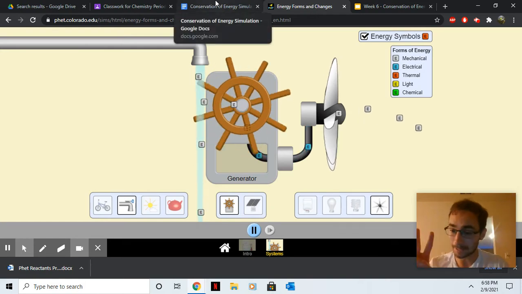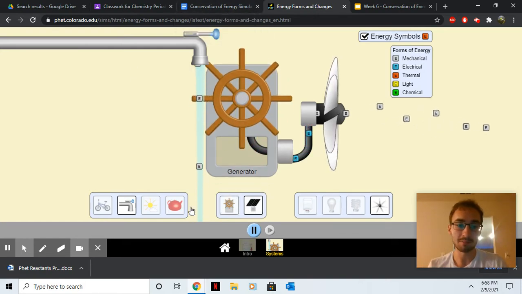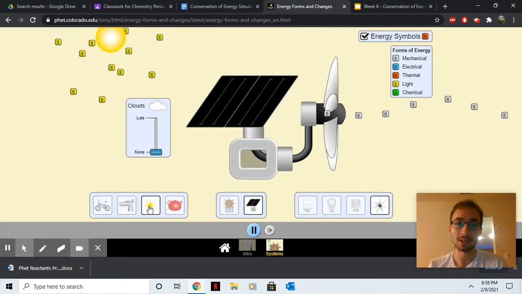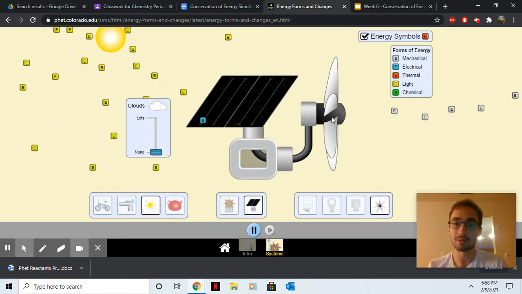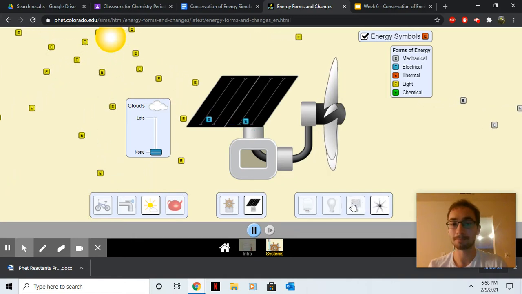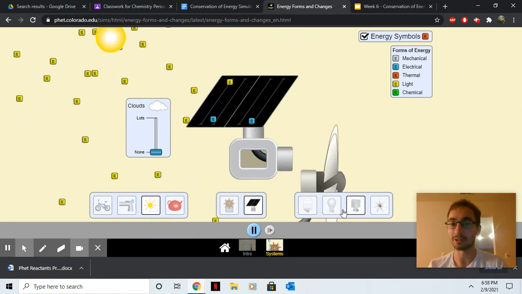So that's number 3. Number 4, do the same thing, but for the solar panel. Will the solar panel work for the fan? Will it work to power your light bulb?